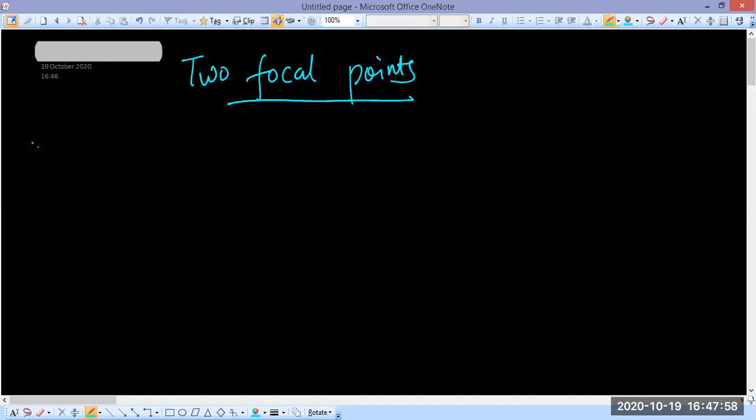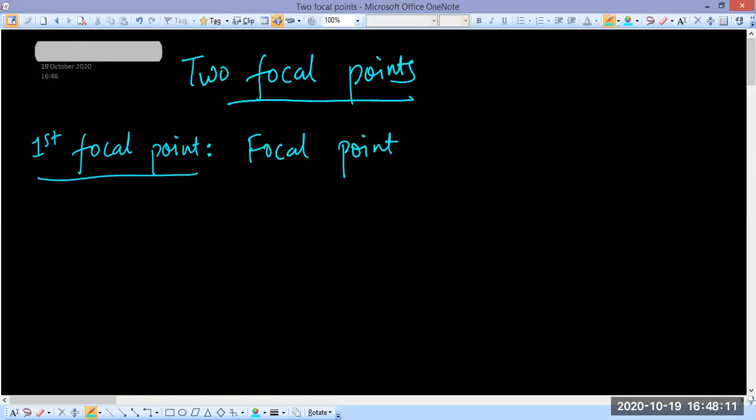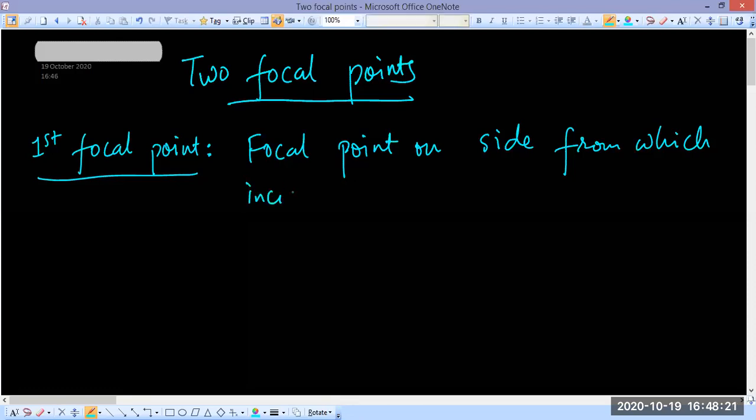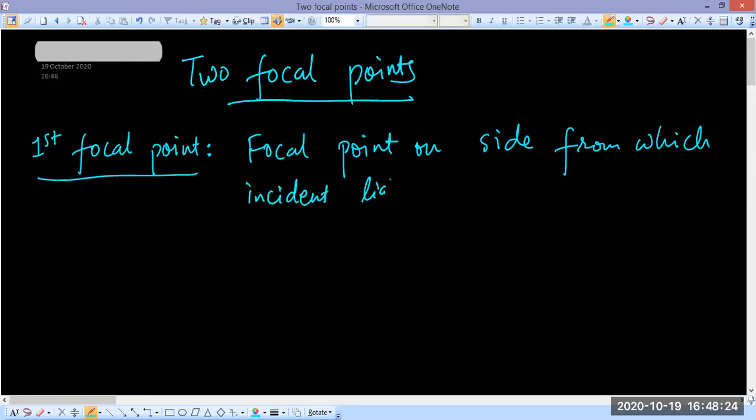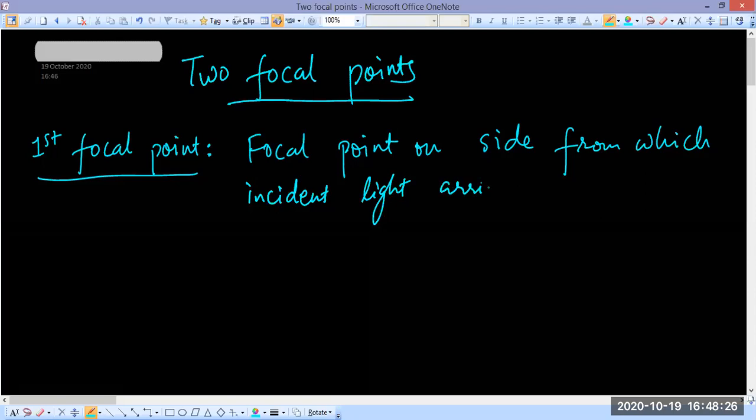What is the first focal point? I'm explaining these definitions carefully. So what is the first focal point? Focal point on the side from which incident light arrives. Okay, focal point on side from which the incident light arrives, that is called first focal point.